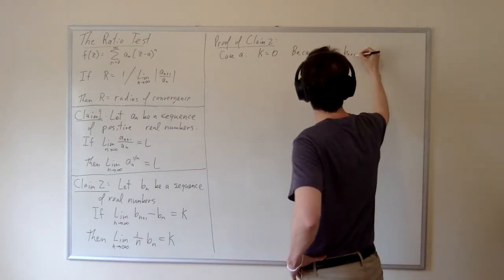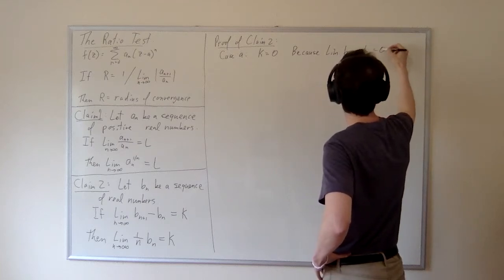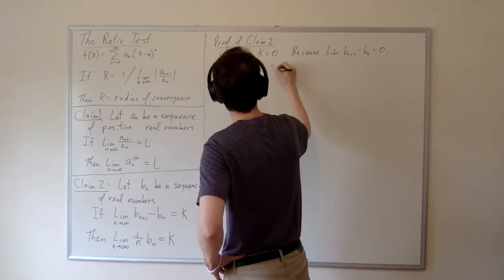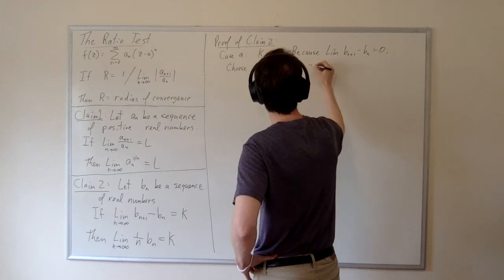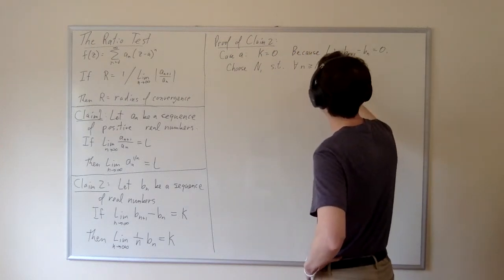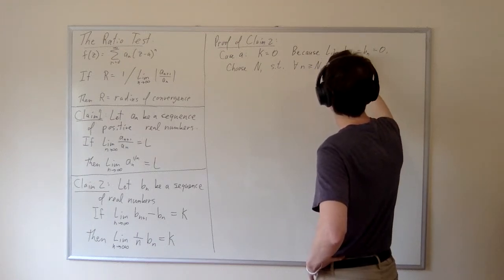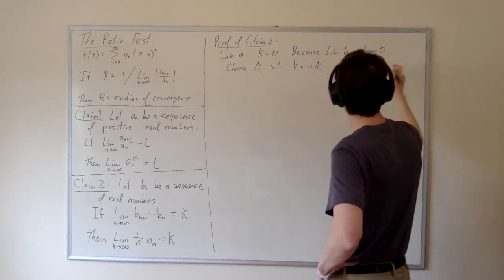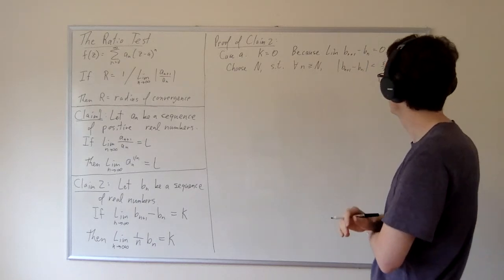So if K is 0, then because the limit of b_{n+1} minus b_n is equal to 0, we can choose some capital N1 so that for all n greater than or equal to capital N1, we have that successive difference really rather small. So what we have is the absolute value of b_{n+1} minus b_n is very small. And how small do I want it? I want it smaller than epsilon over 2.